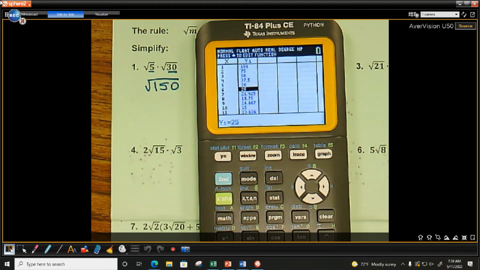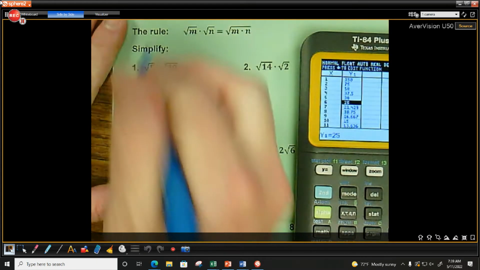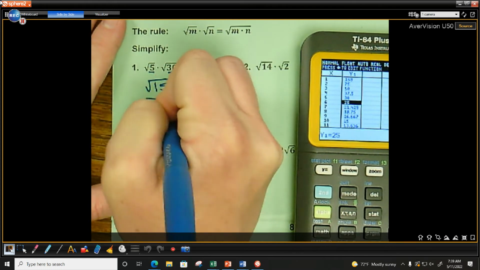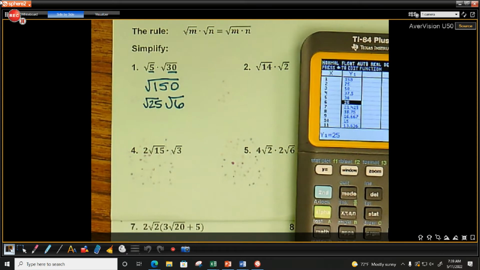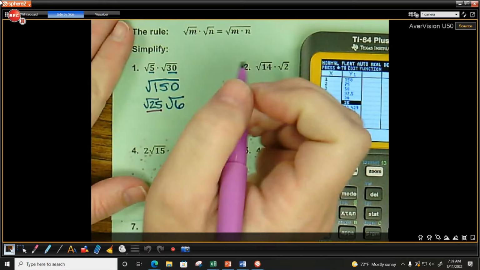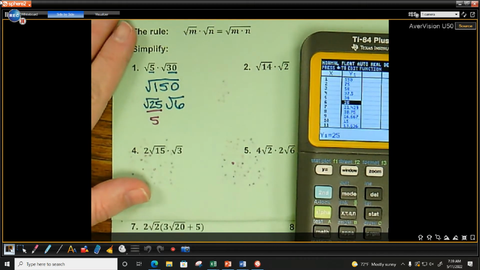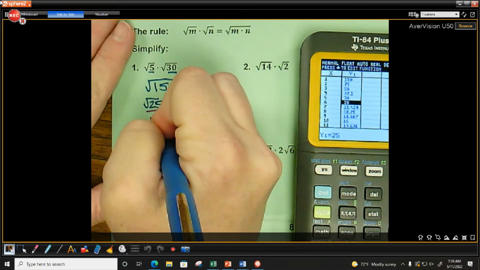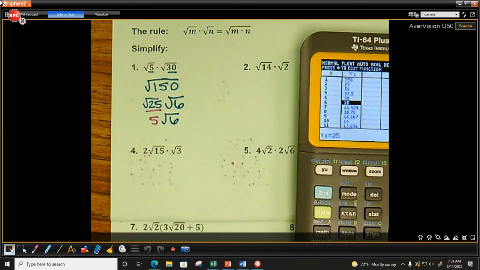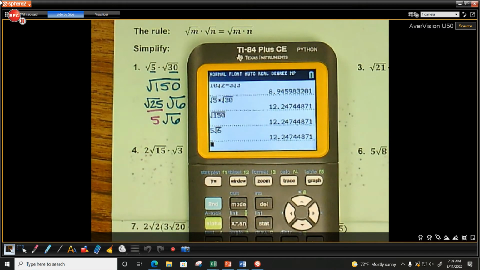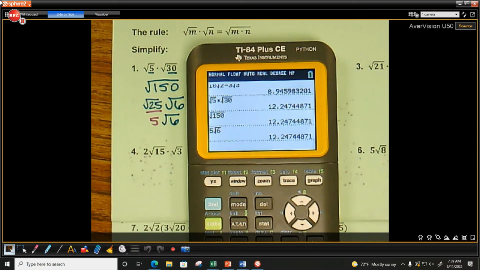Okay, so I'm going to rewrite my square root of 150 as what? Square root 25, square root 6. Very good. Remember, always put the perfect square before the non-perfect square. Well, what is the square root of 25? 5. Is 6 divisible by any perfect squares? No. Square root 6. What should we do now? Check it on our calculator. 5 square root 6. And we get an equivalent decimal.